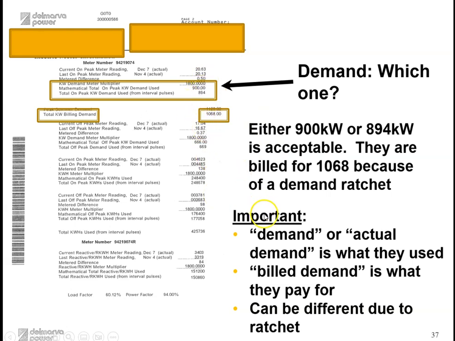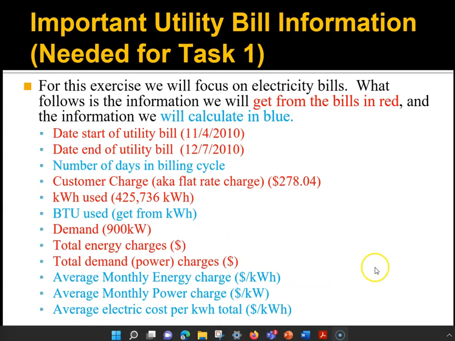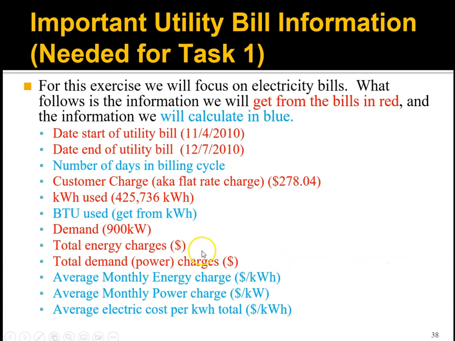So for this one, remember, demand is implied to be actual. If on your analysis it says billed demand, then you put it in your billed demand. And usually I would always recommend keeping track of both. It's better to have more data than not, it's better to have too much data than not enough. All right, so that's your demand, about 900 kilowatts. And remember, that's the highest 15-minute peak.